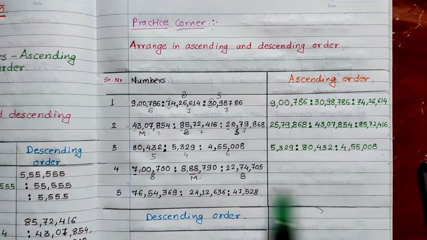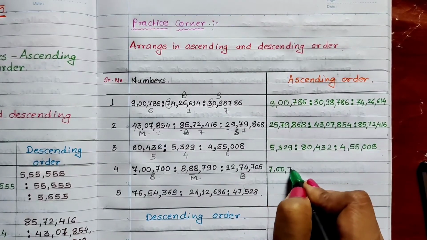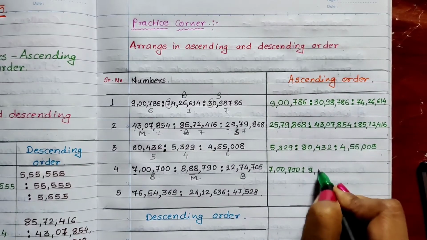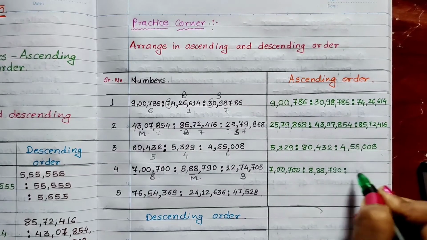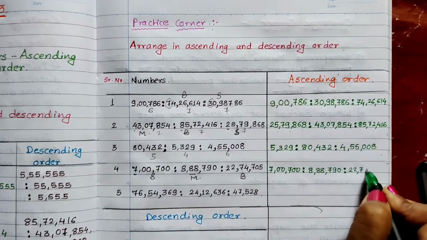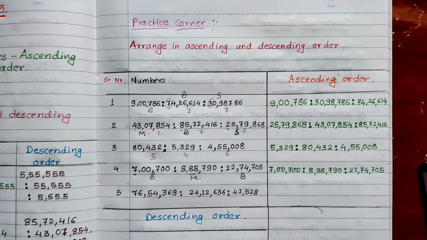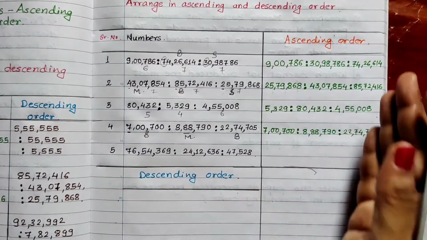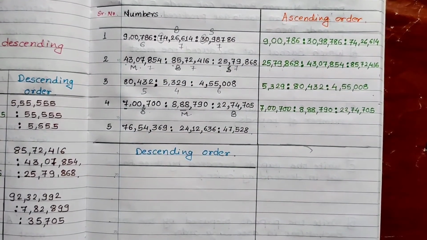So now let us start from the smallest number, 7,700,000. Middle number 8,88,790, and biggest number is 22,74,705. Now let us go on the last sum and then we will be writing the descending order. From the ascending we will be writing descending. We will go in the opposite direction and we can directly write down the answers in descending order.